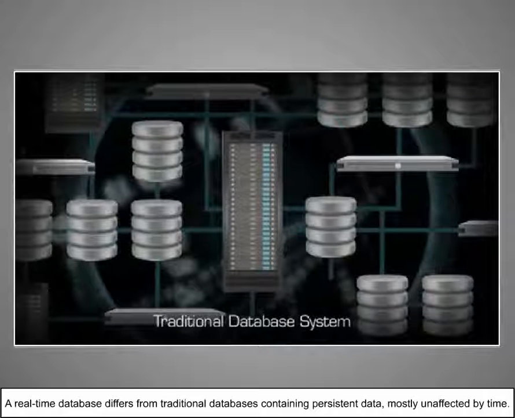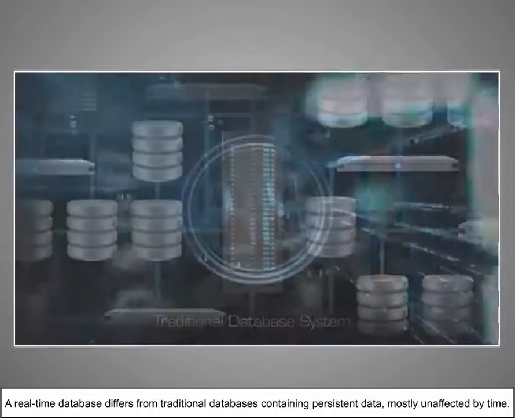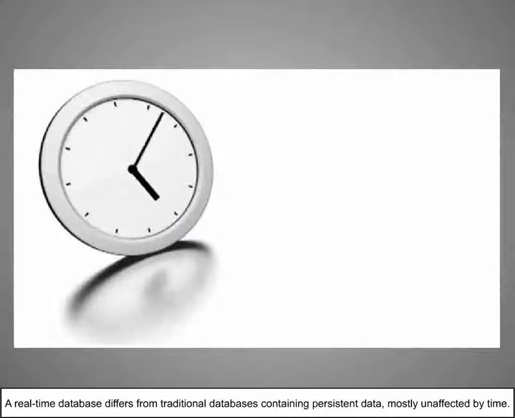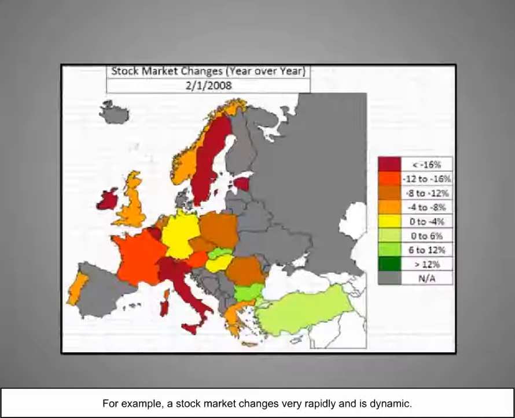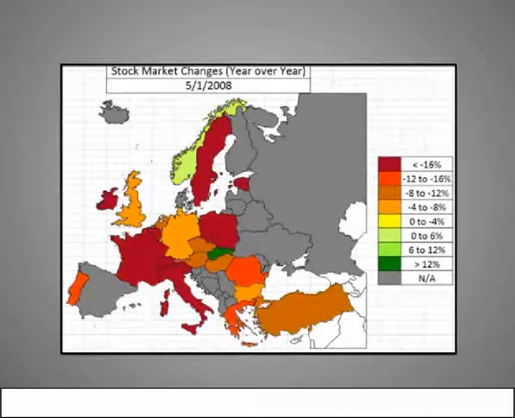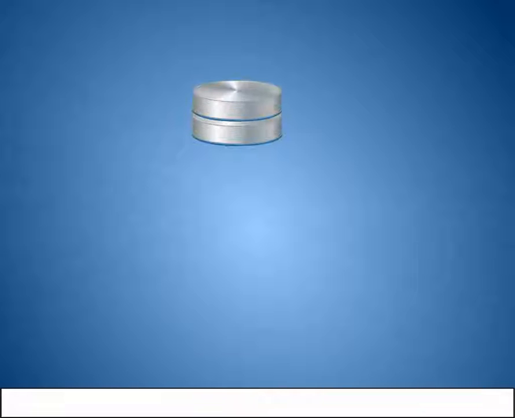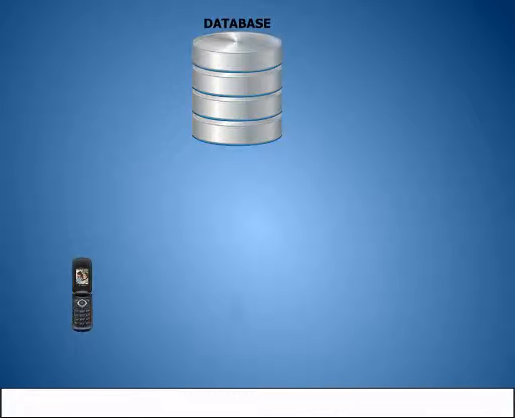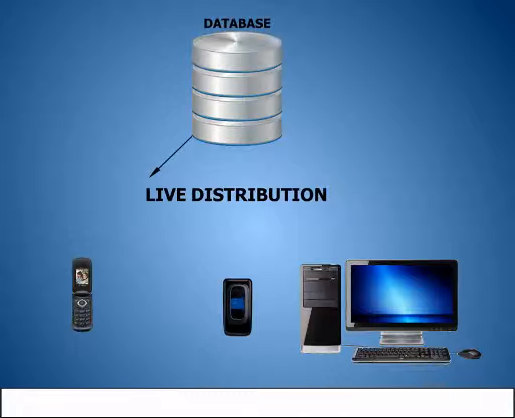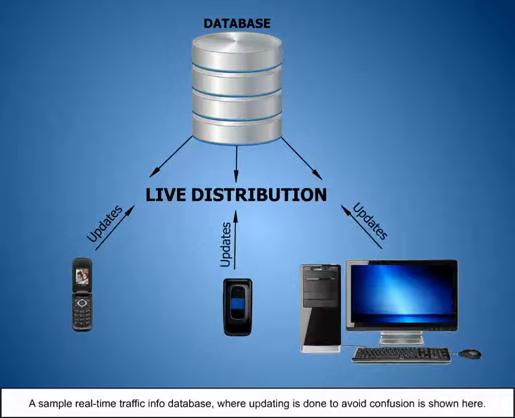A real-time database differs from traditional databases containing persistent data, mostly unaffected by time. For example, a stock market changes very rapidly and is dynamic. A sample real-time traffic info database where updating is done to avoid confusion is shown here.